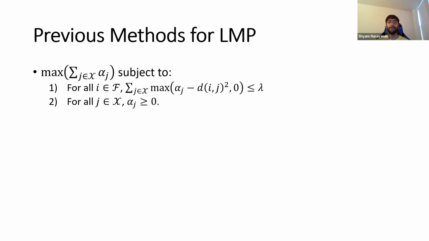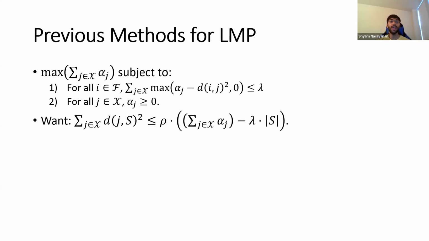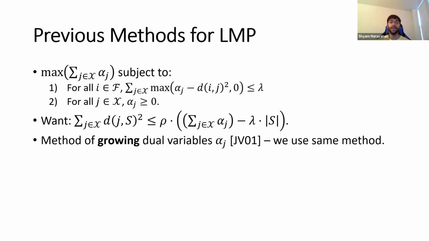So the previous methods for LMP are as follows. First, I've just rewritten the linear program as follows, and I've rewritten the goal. So we want this cost on the left to be at most rho times this sort of dual linear function, which is known to be at most the optimum. And importantly, we don't need S to be fixed. We can think of S as maybe having size k, maybe it has size greater or less than k. That's fine.